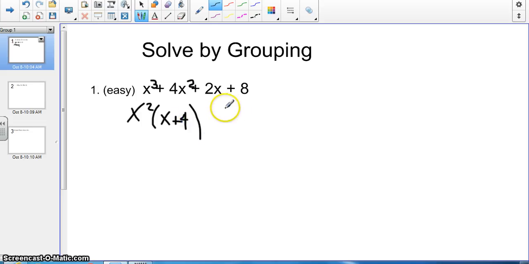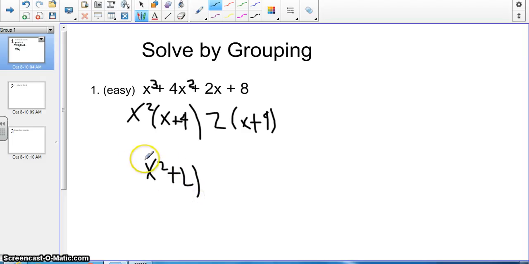And then the greatest common factor for the second half of the equation is 2. And then you're left with x plus 4. And so you combine those two terms and you get x squared plus 2 and x plus 4.